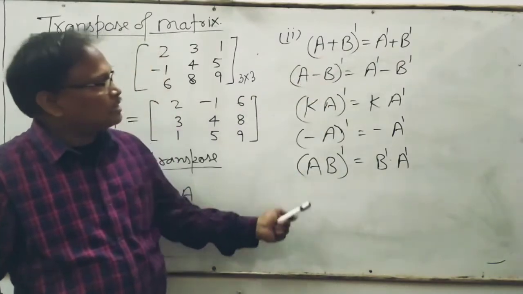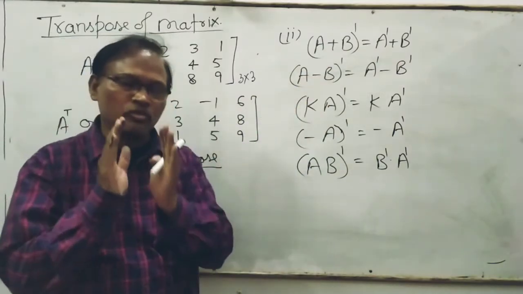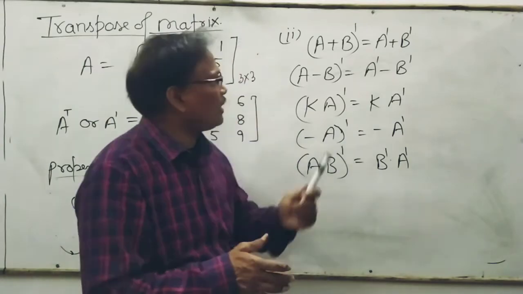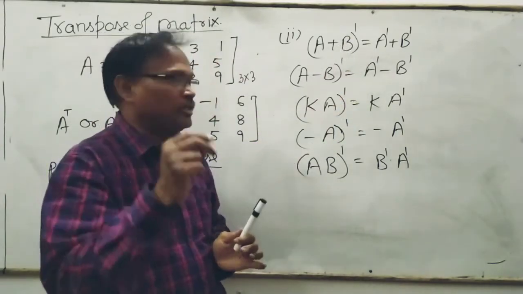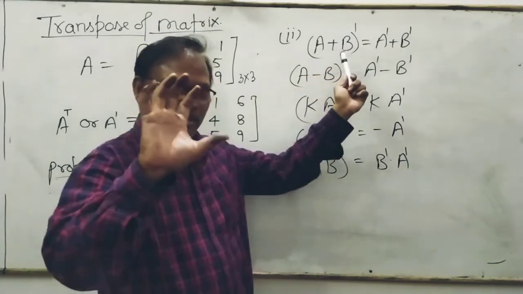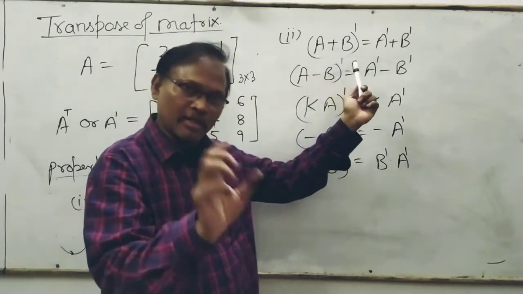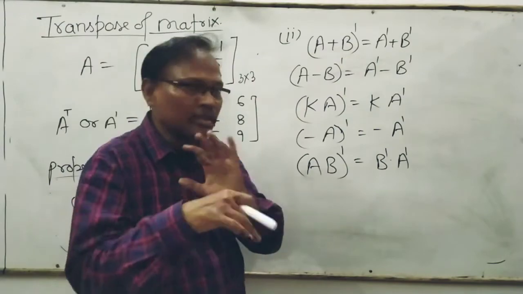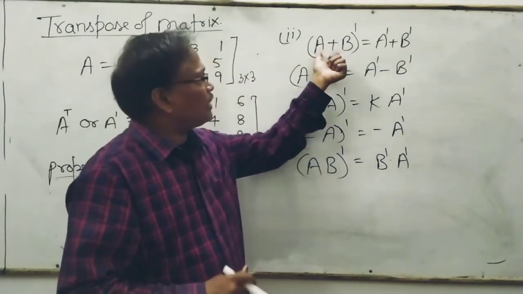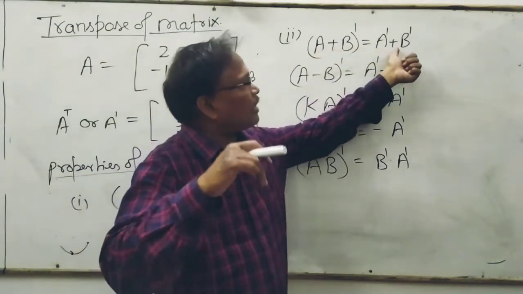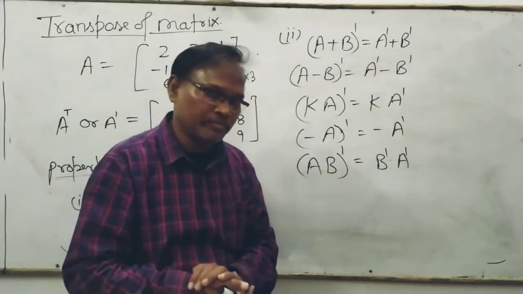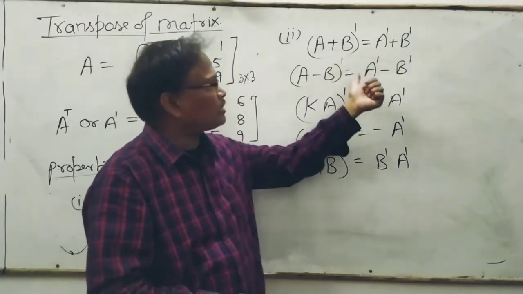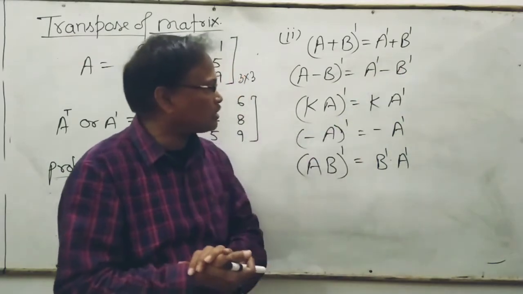Then other properties. If you have two matrices in addition and you want the whole transpose, you can do it in two ways. We add A plus B first and then take the transpose. Otherwise, take the transpose of matrix A and then add the transpose of matrix B, A dash plus B dash. Similarly, A minus B whole dash is equal to A dash minus B dash.